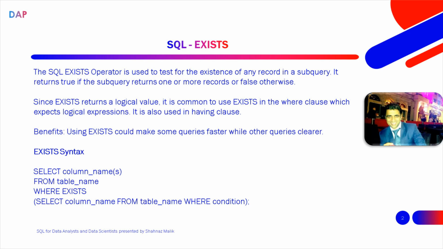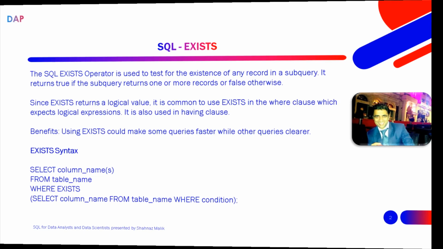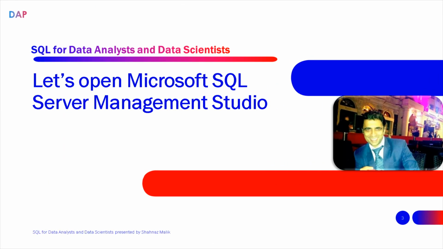Now, you can see the EXISTS syntax on screen. You simply select columns from a table, and then you put EXISTS in the WHERE clause, and after EXISTS, you give another statement. The best way to explain this is to open Microsoft SQL Server Management Studio and have a look from there. Let's do that quickly.